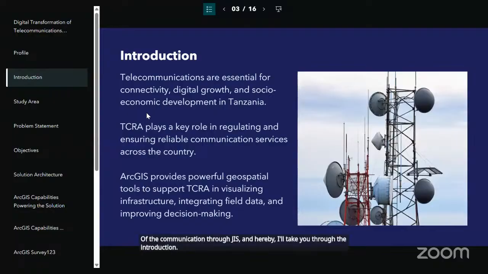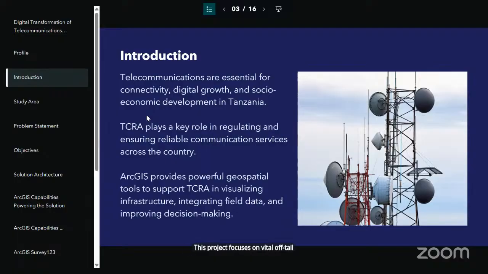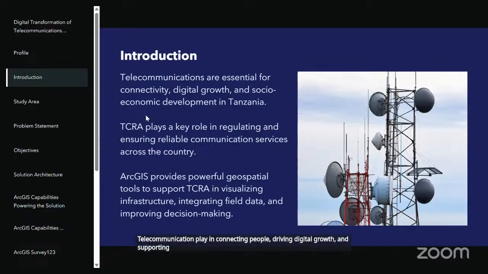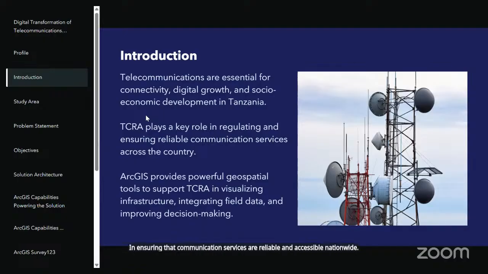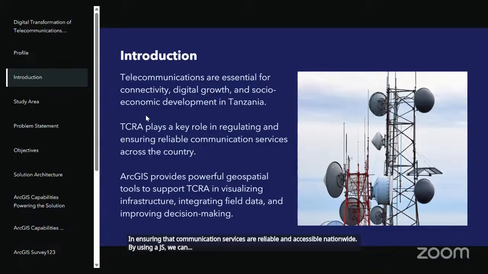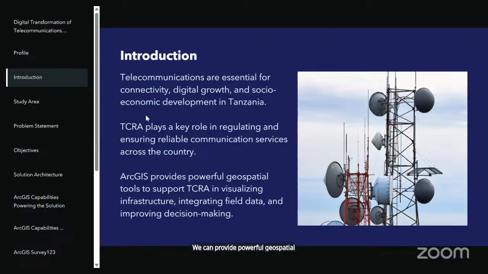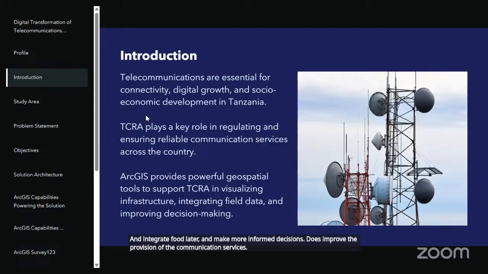This project focuses on the vital role telecommunication plays in connecting people, driving digital growth, and supporting socioeconomic development in Tanzania. The regulatory body responsible for this is TCRA, which regulates and ensures that communication services are reliable and accessible nationwide. By using GIS, we can provide powerful geospatial tools which could help TCRA visualize the communication infrastructure, integrate field data and make more informed decisions. Thus, improving the provision of communication services in our country.